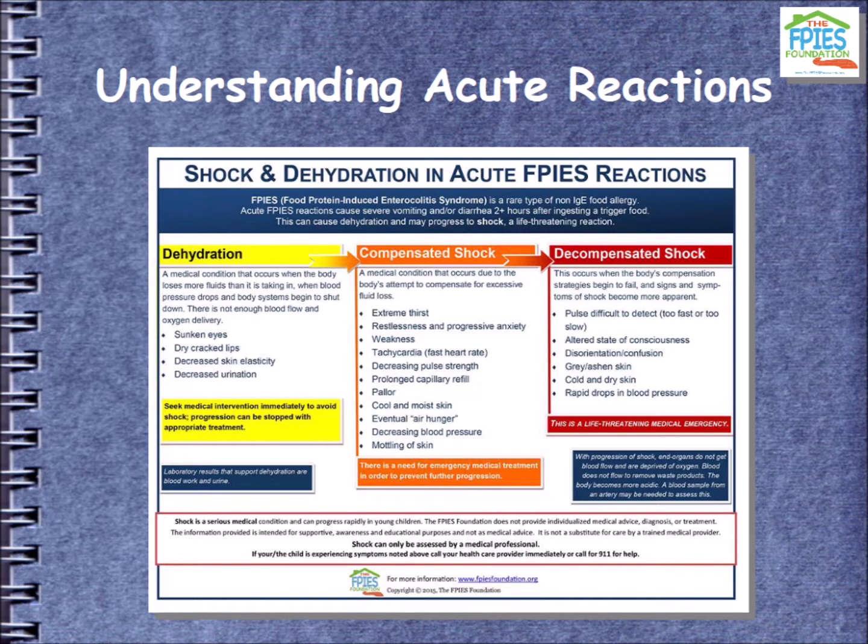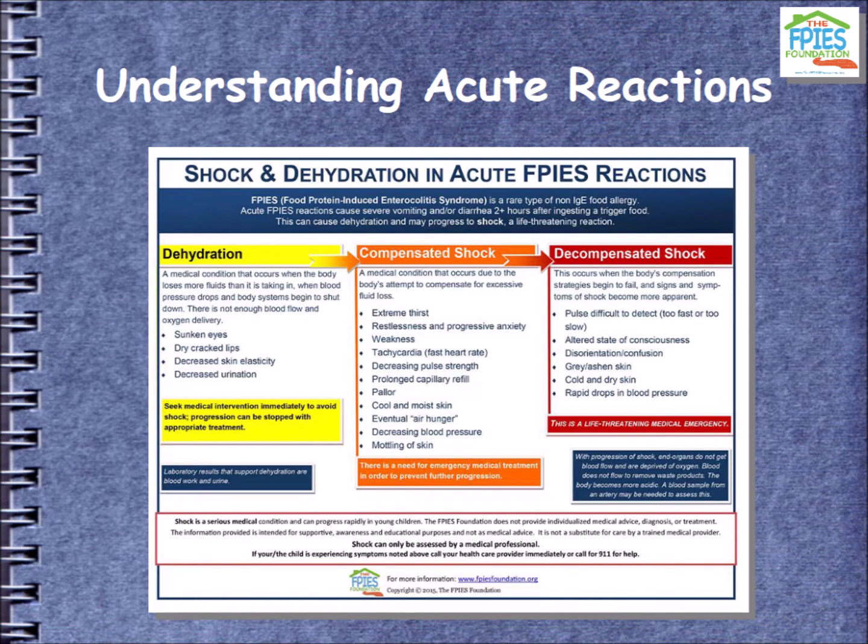Compensated shock is a medical condition that occurs due to the body's attempt to compensate for excessive fluid loss. Just some of the symptoms that you may see in compensated shock are listed here below. You might see extreme thirst, restlessness, and progressive anxiety, weakness, tachycardia, pallor, cool and moist skin, decreased blood pressure. There is a need for emergency medical treatment in order to prevent further progression. This is a very serious condition, and it really needs to be addressed quickly.